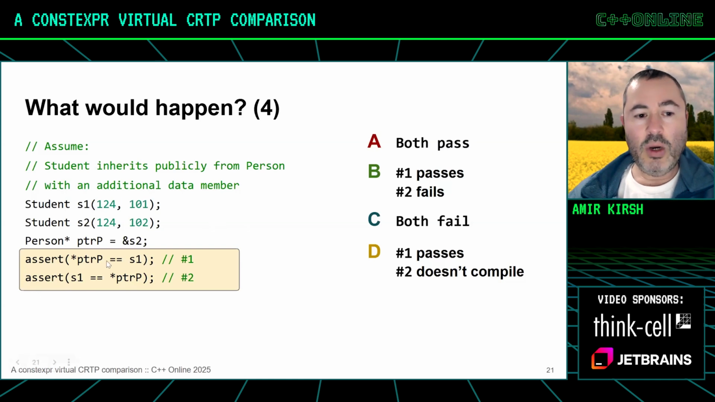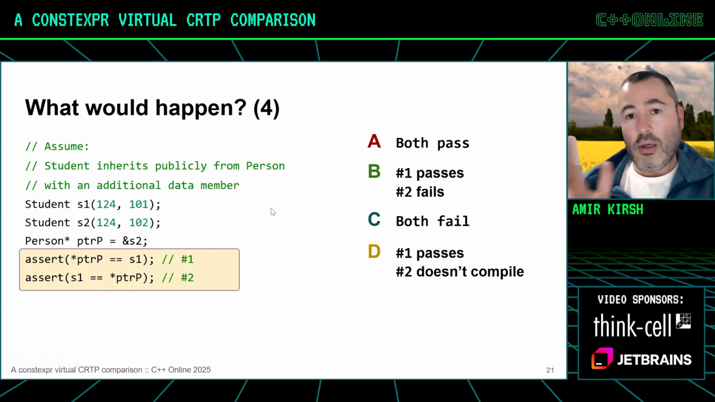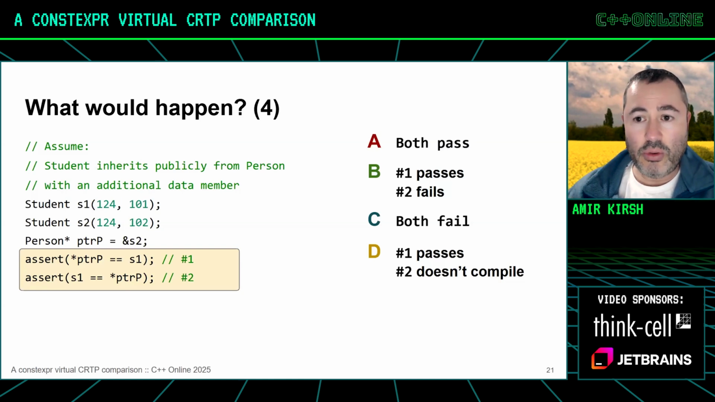Anyhow, we assert whether star PTRP, I mean the dereference of PTRP, the reference to a person, because eventually it's a person which actually refers to a student, is equal to S1. Now this one refers to S2, and S2 is not the same as S1. We can see that they are not the same. And here it is the same thing: S1, and this one refers to S2. If I were to ask what the result should be, maybe we would say that it should be false for both. But what would be the result? This is the question. I'm letting you cast your votes. What do you think would happen?